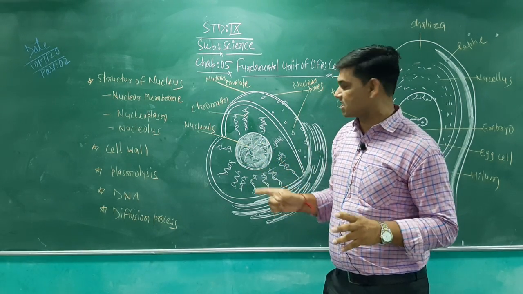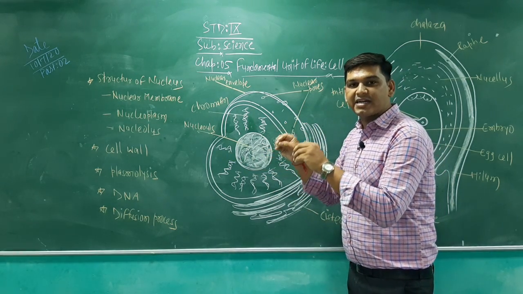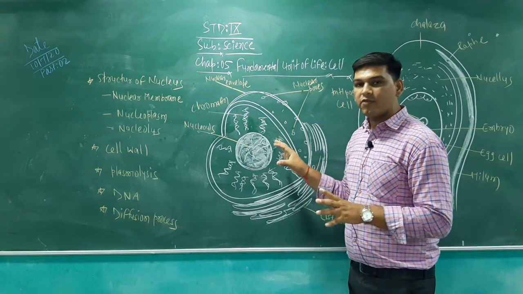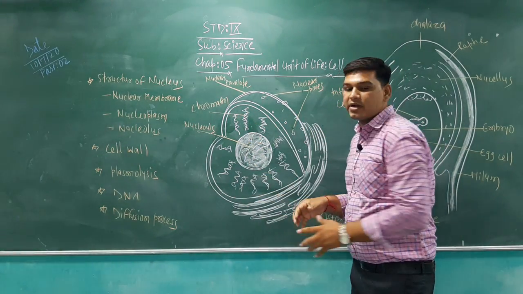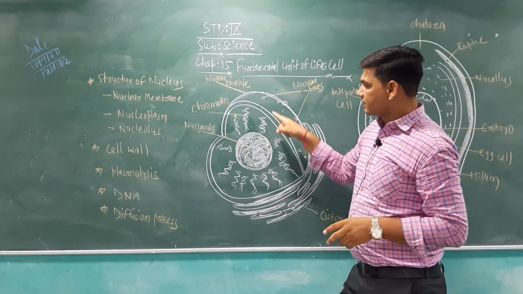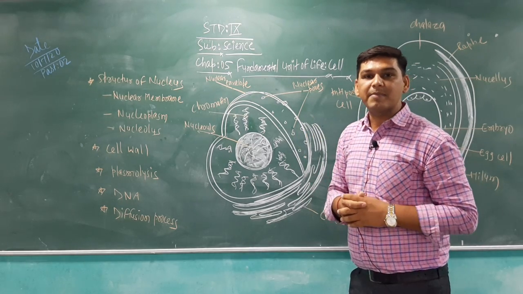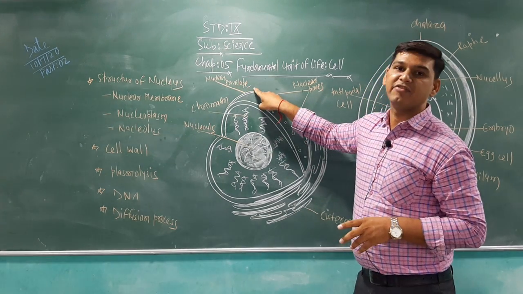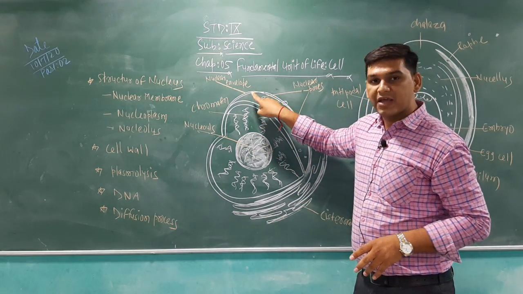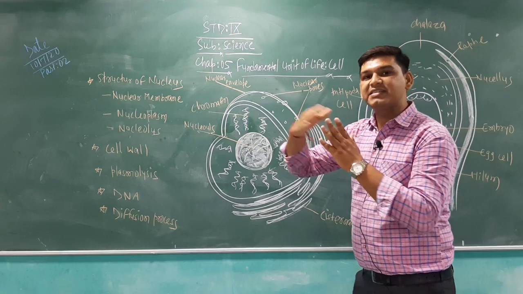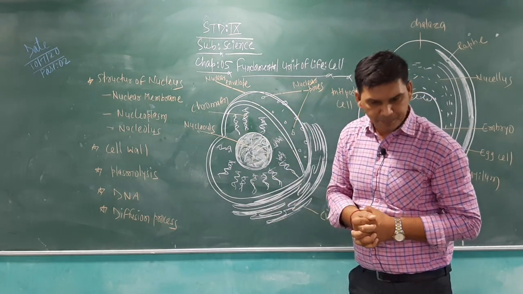It is the main structure, which has a round shape and is situated in the middle of the cell. The nucleus is always situated in the middle of the cell. The nucleus is surrounded by the nuclear membrane, which forms a nuclear envelope. The nuclear envelope is divided into an outer membrane and an inner membrane.